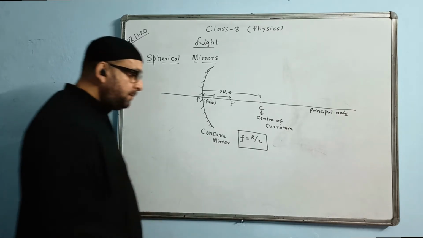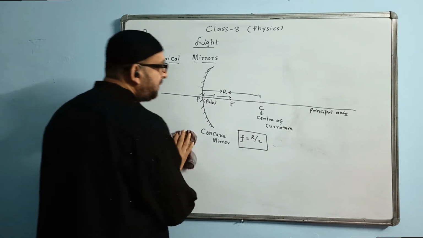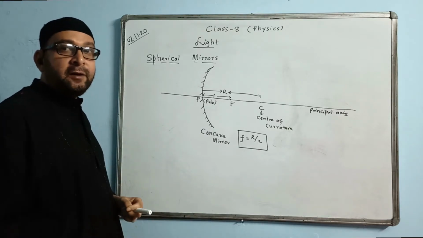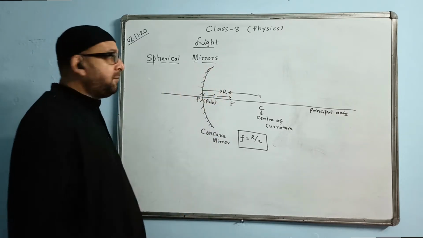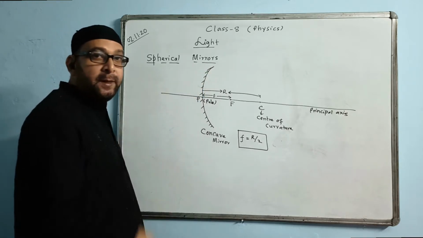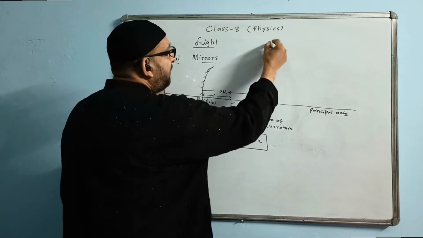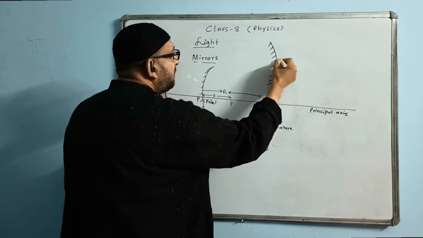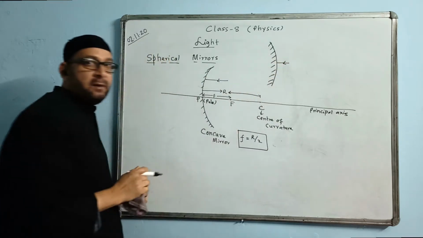Now, the same thing happens in case of a convex mirror also. Where do we place the object in front of the mirror? Which portion of the mirror will receive light? The unpolished portion always receives. This portion of the mirror cannot receive light because it is shiny, polished and opaque. This surface will receive. In case of a convex mirror, this portion is shiny or polished, and this surface will receive light.